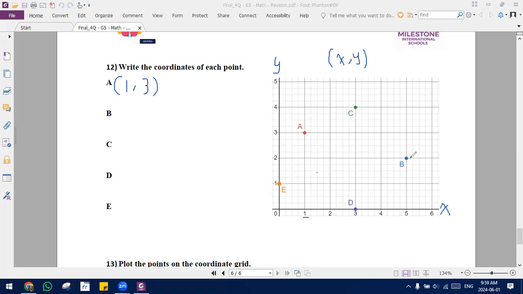Now B, the point B, 5, 2. So the X value first is 5. Then the Y value is 2. Now, for the point C, the green one, we go down. The X value is 3. The Y value, if you go to the left, is 4.